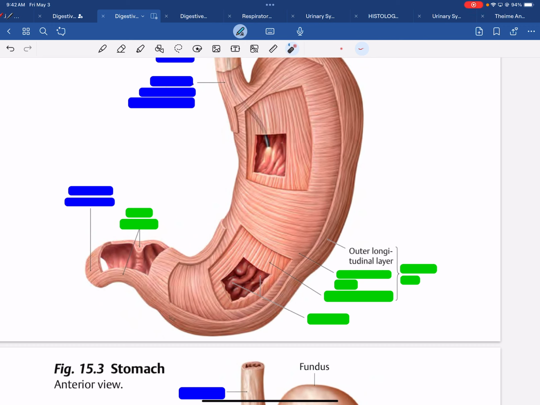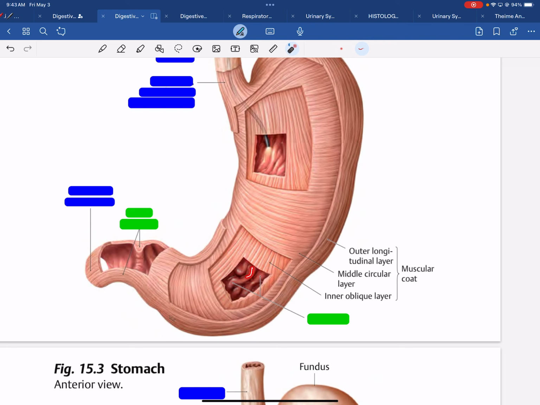And then deep to that is this one. What is this one? Good, except it's called middle circular. And then this one? Good, the inner oblique. Good. So yeah, all of that is the muscular coat, the tunica muscularis, muscularis externa, yes.